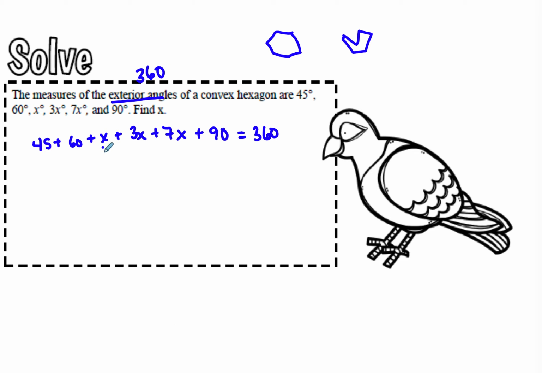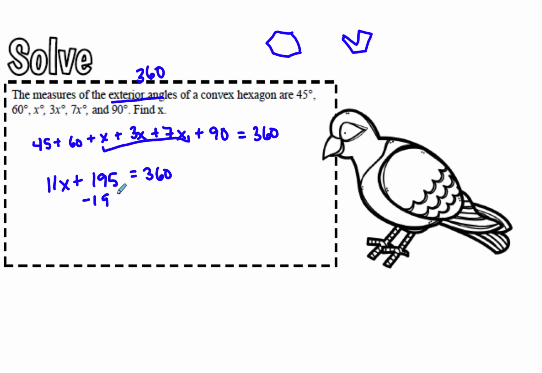Okay, let's check our answer. So we need to combine our like terms. 7 plus 3 is 10 plus 1 is 11. So I have 11 x's. And then let's see, I have 105 plus another 90, which would be 195. So 11x plus 195 equals 360.